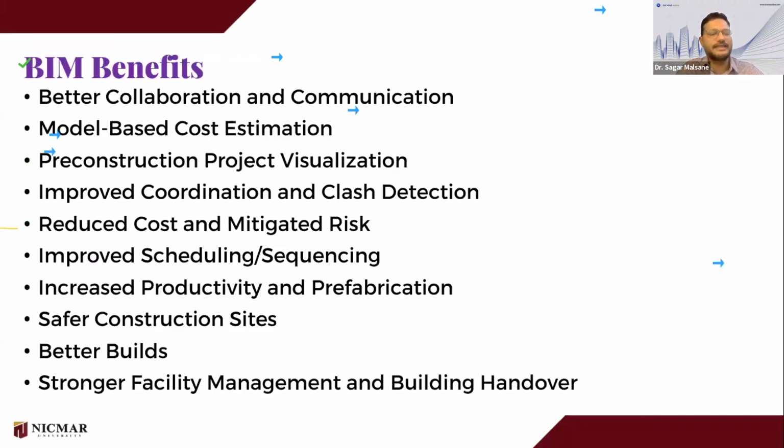And then typically there are a lot of benefits associated with BIM: better collaboration and communication, coordination and clash detection, increased productivity, better prefabrication, your sites become safer. In general, the build quality becomes better, etc. Okay.